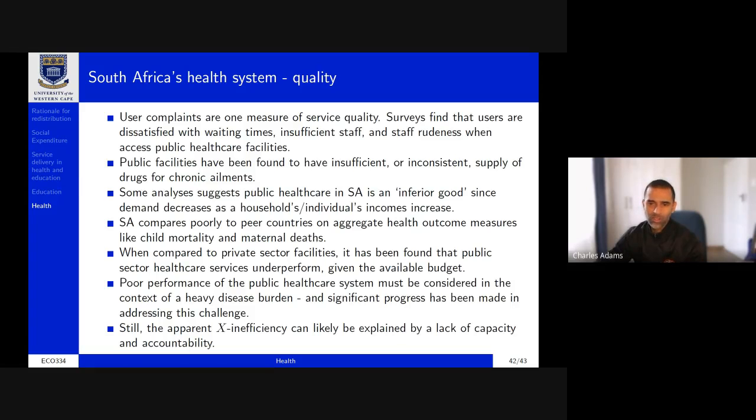Poor performance of the public healthcare system can be considered in the context of the heavy disease burden. So that's one issue that we're dealing with. Most of these TB infected patients are seeking healthcare at public institutions, not so much at private institutions. And significant progress has to be made in addressing this challenge. This is deeply troubling, that a country as well off as ours, in terms of GDP per capita, has these communicable disease burdens. These things can be prevented, and yet we're just not making progress on that.